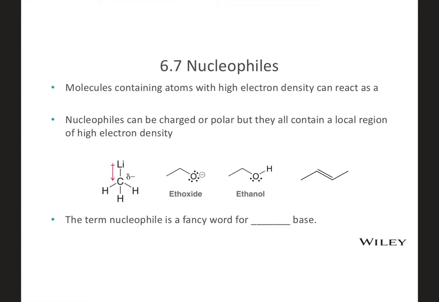Okay, so let's get to some of the new terminology we're going to have to be comfortable with as we delve into organic chemistry reaction mechanisms. There are two kinds of molecules that will react with each other in an organic chemistry reaction. One of the partners in that process is called a nucleophile. And what a nucleophile is, it's a molecule that contains an atom with high electron density. These things are the nucleophiles.